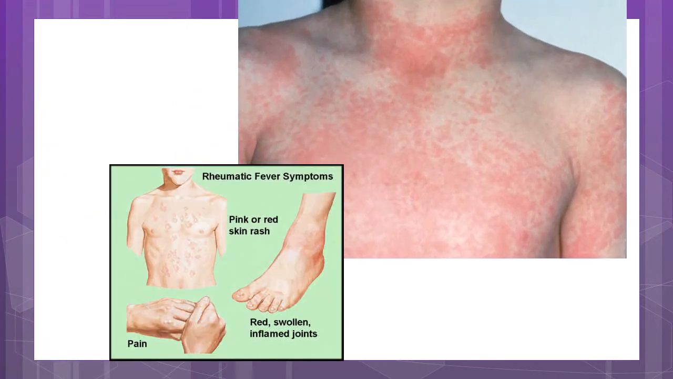Complications can include rheumatic fever if the strep is left untreated, glomerulonephritis, peritonsillar abscess, otitis media, mastoiditis, meningitis, osteomyelitis, or pneumonia.